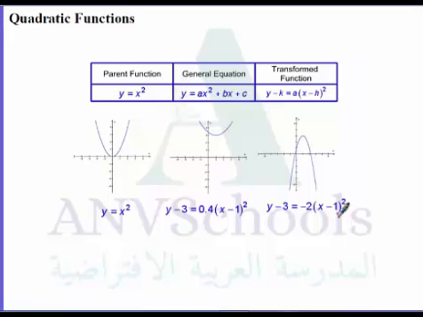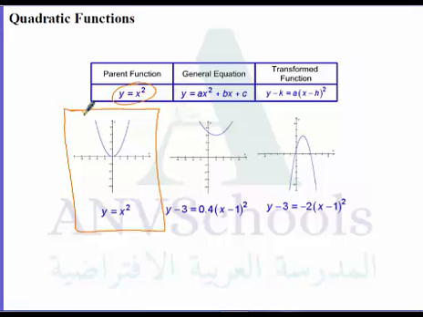The most basic of our quadratic functions is the one that you see on the first column, the second box on the first column, y is equal to x squared. Okay? And y is equal to x squared is illustrated by the first graphical pattern that you see below the parent function.